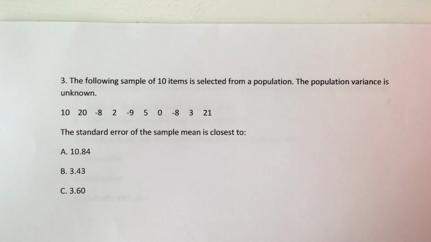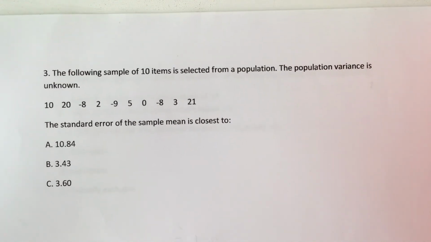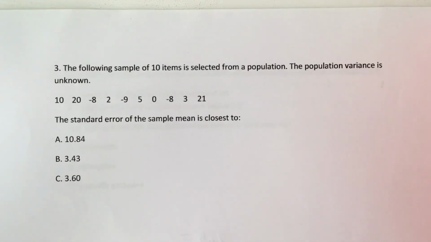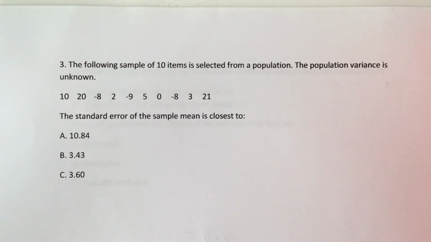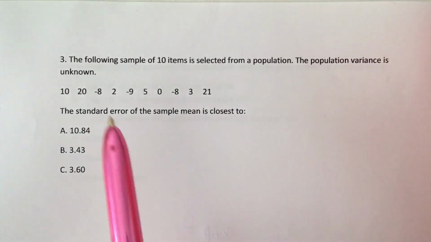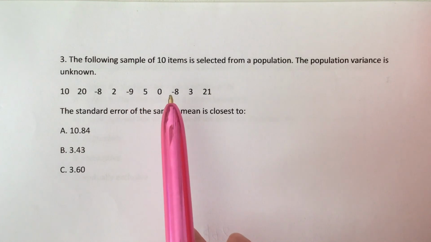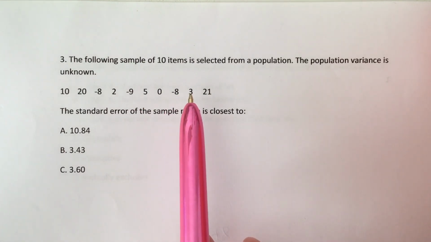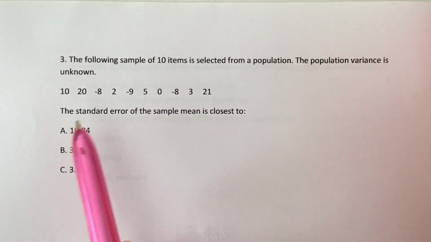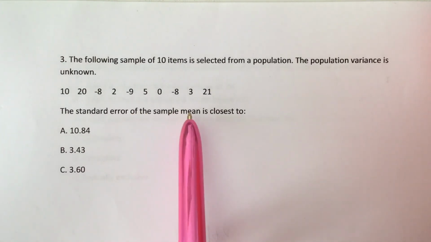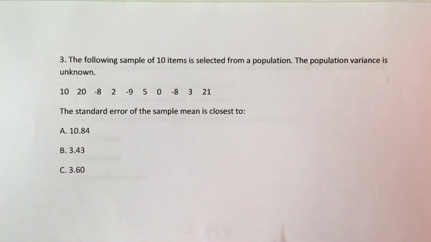Question 3. The following sample of 10 items is selected from a population. The population variance is unknown. 10, 20, minus 8, 2, minus 9, 5, 0, minus 8, 3, 21. The standard error of the sample mean is closest to.